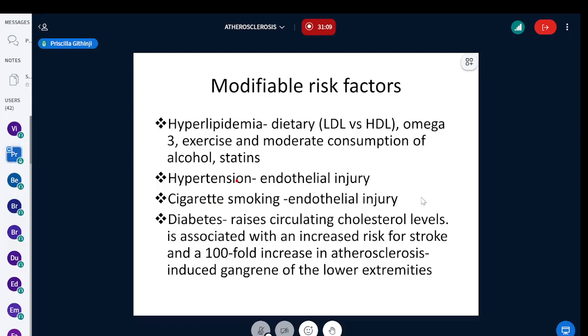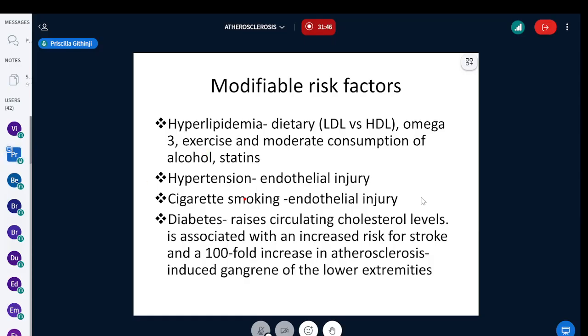So patients who are hypertensive, one of the effects is they are going to develop atherosclerosis, and that's why you will find in clinical practice patients who have hypertension and diabetes are started on statin therapy, and this is to control their lipids and avert the effects of atherosclerosis. So hypertension usually results in endothelial injury, and we're going to see the pathogenesis of atherosclerosis, which starts with endothelial injury. Then we have cigarette smoking.